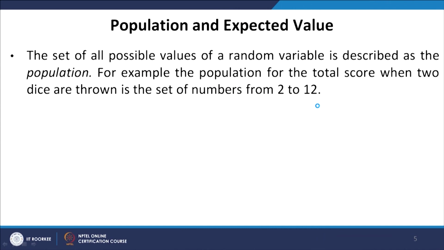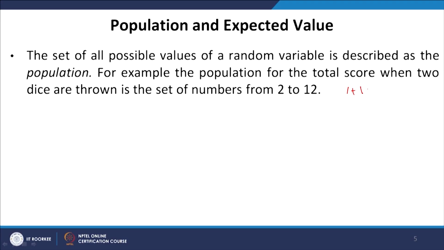Then we differentiate between population and expected value. The set of all possible values of a random variable is described as the population. For example, the population for the total score when two dice are thrown is the set of numbers from 2 to 12. We are throwing two dice simultaneously, so the lowest value that each one can take is 1. So, 1 plus 1 makes it 2.